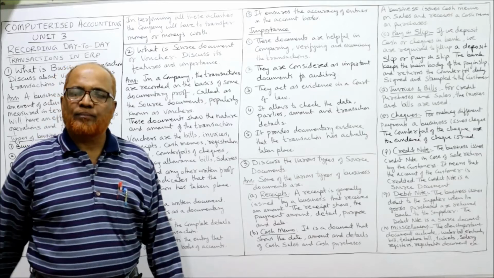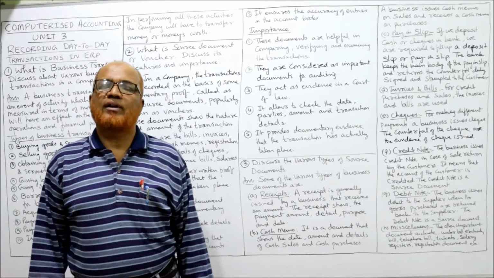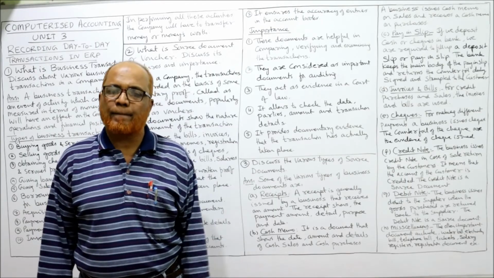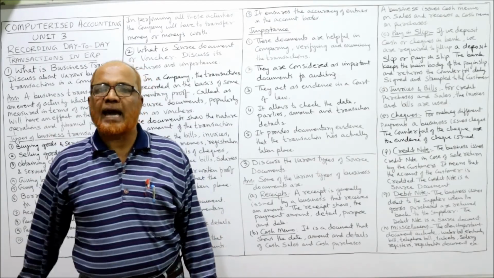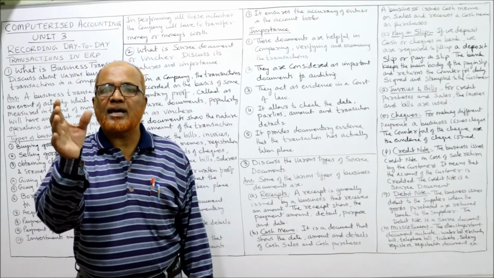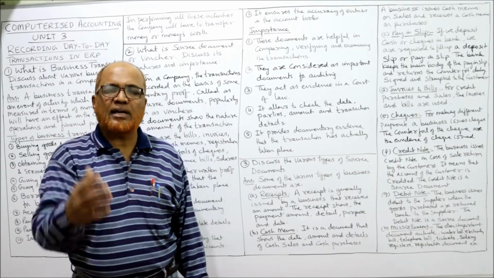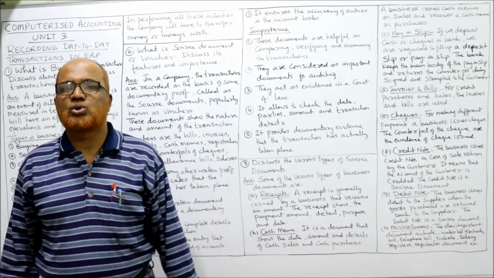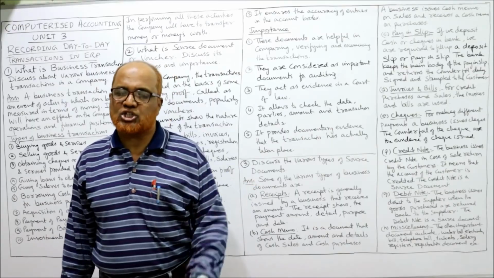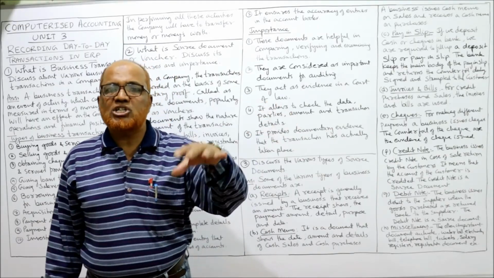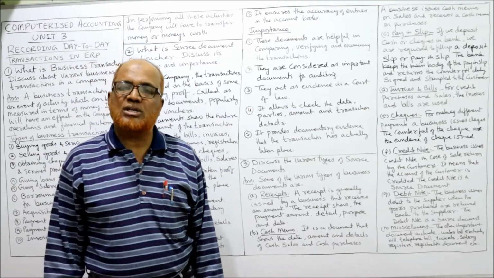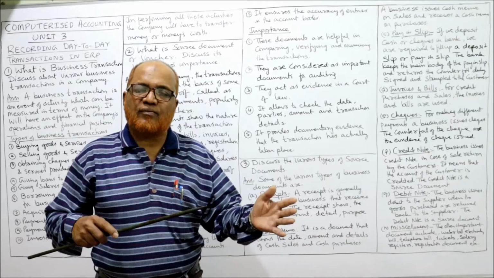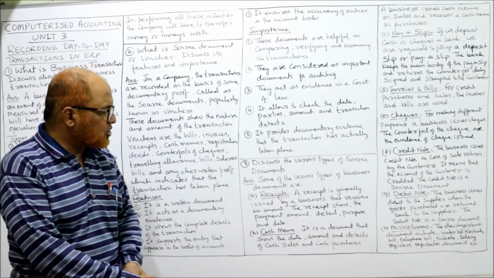Similarly, cash memo. The cash memos are generally issued whenever goods are sold for cash or purchased for cash. Example, when a business sells the goods on cash, it will make a cash memo. It will issue the cash memo to the customer. Similarly, when a business purchases the goods from the supplier on cash, the supplier will issue a cash memo for the purchase of goods. So normally, cash memos are used for the purpose of cash sales or cash purchases.